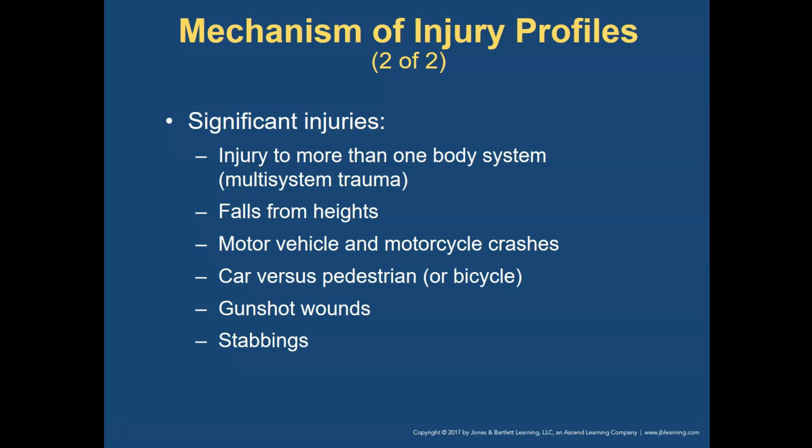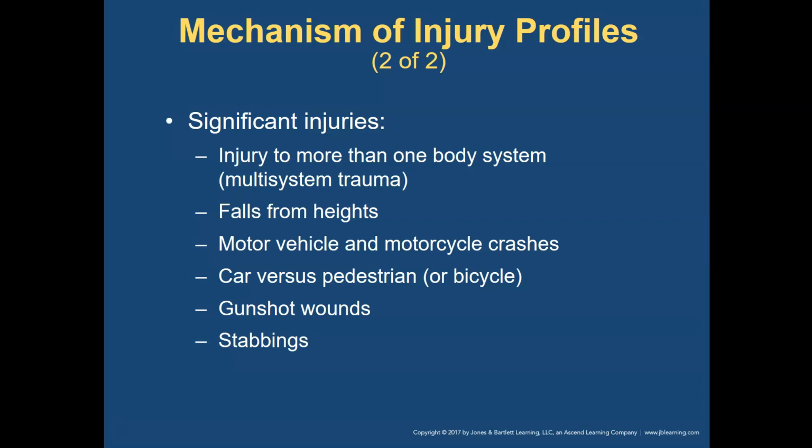Significant injuries, injury to more than one body system. So they took a shot to the noggin, and then they had something go through their arm. You know, they were in a bad car crash, and they have multiple systems at work here. They also had a fall from height. So when you talk about someone ground level fall that are just walking versus falling from the top of a building, you're going to see a lot of differences.